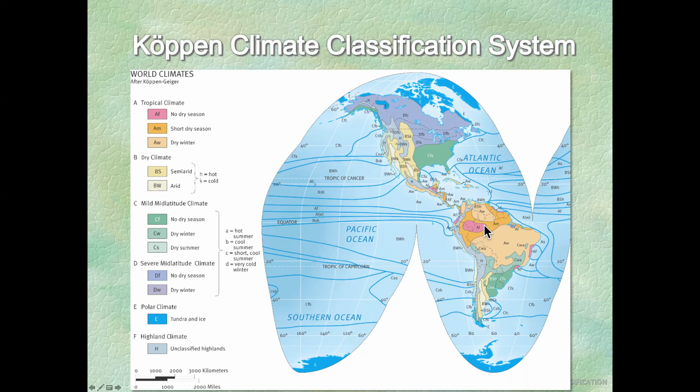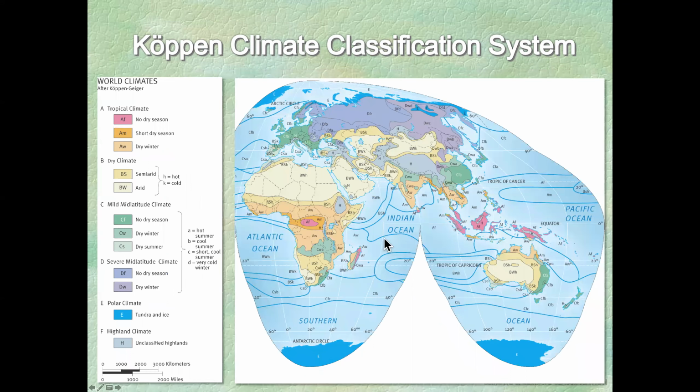Notice that you find tropical rainforests, not surprisingly, in the middle of the Amazon. And if you look at the other side of the world, you find tropical rainforests in the middle of Africa, the Congo, or the Indonesia, Sumatra, Borneo, Papua New Guinea region. Okay.